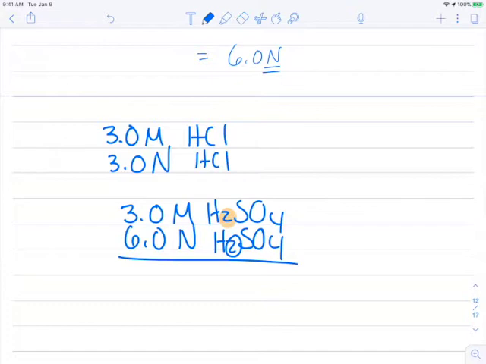Oh, so I see a question about concentration. Normality is a different form of concentration. It's talking about the concentration of the hydrogen ion only, not the whole H2SO4.